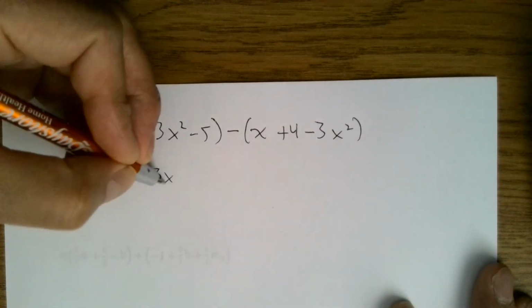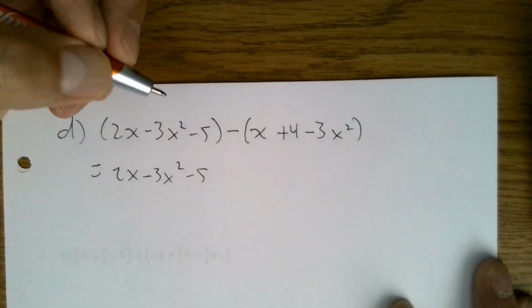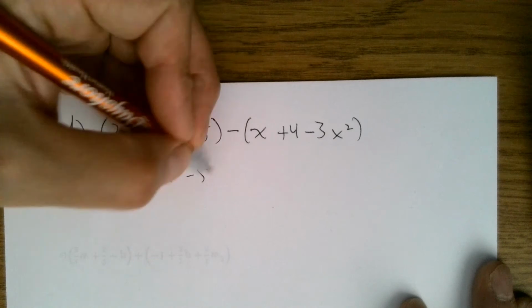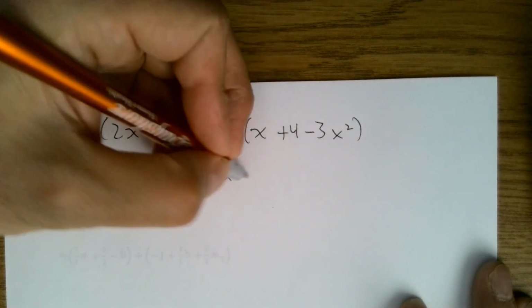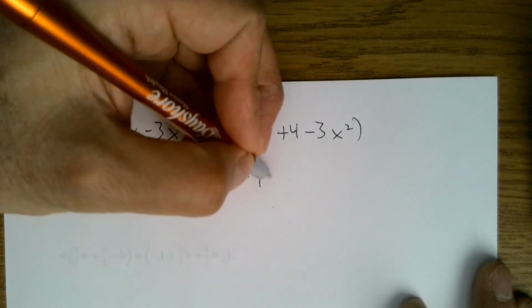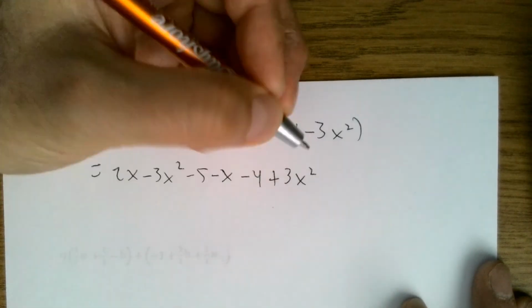2x minus 3x squared minus 5. And now we need to take away everything in the second set of brackets. So we're going to take away x. We're going to take away 4. And we're going to take away a negative 3x squared. So that's going to be plus 3x squared.